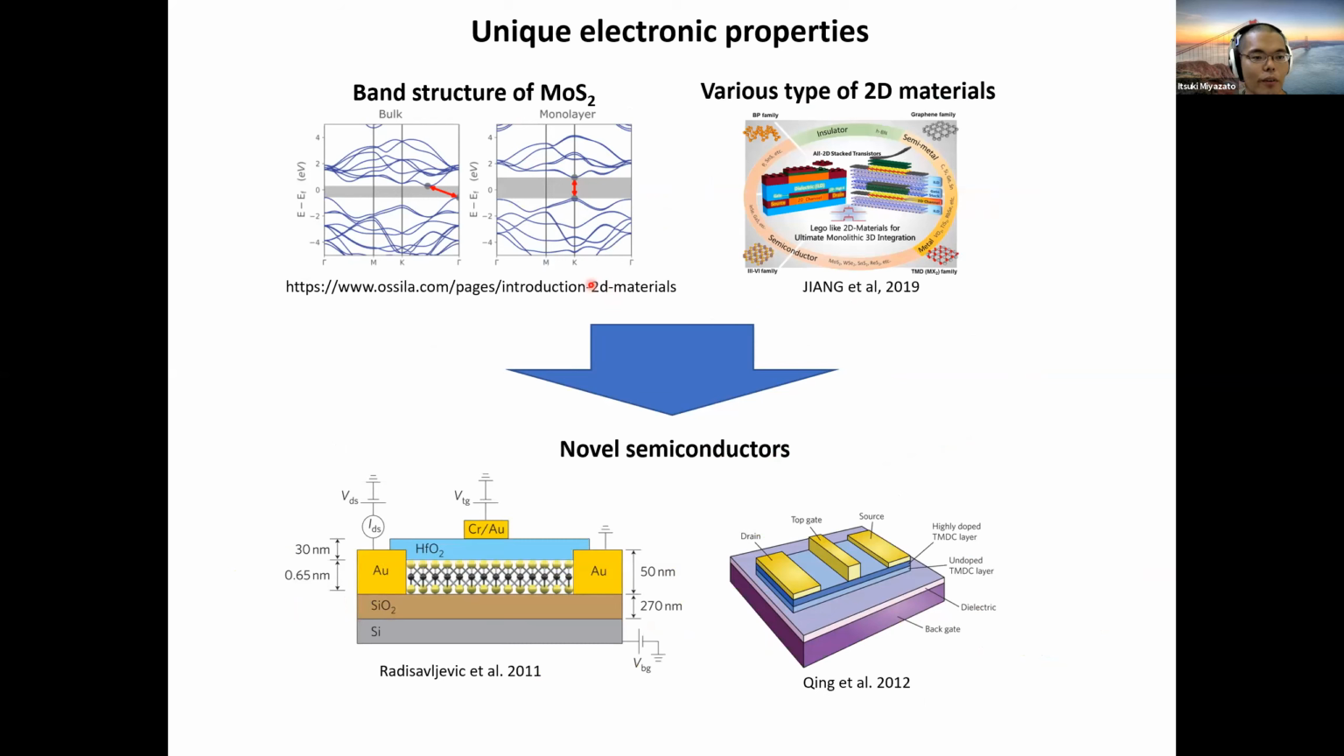Here is the example of MoS2 in electronic structure. The bulk form of MoS2 has an indirect band gap, although its monolayer has a direct band gap, which is an important factor to design electric devices. That is one of the reasons for the popularity of two-dimensional materials in the material science field.